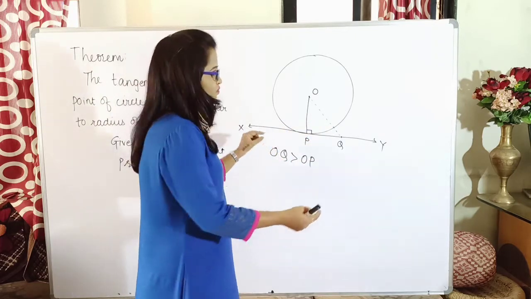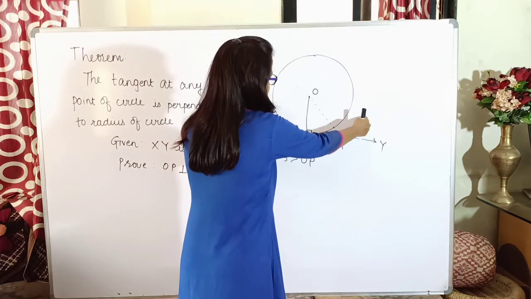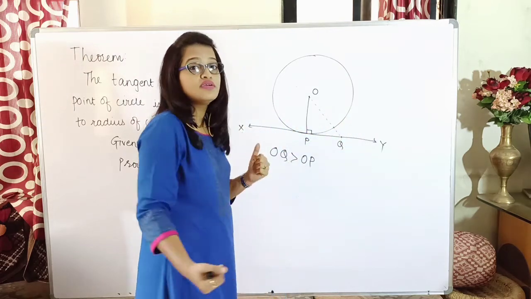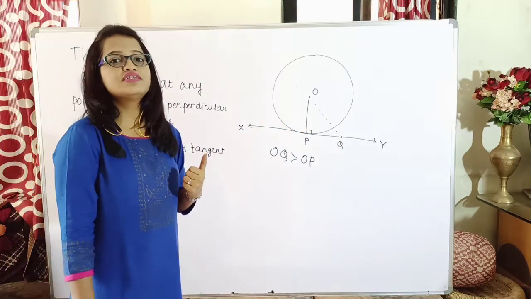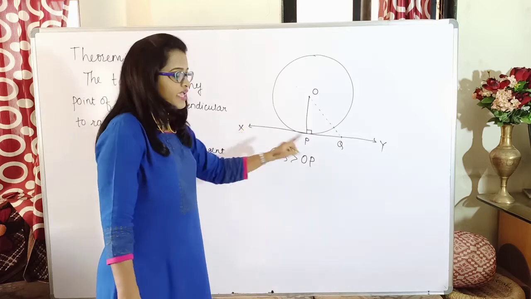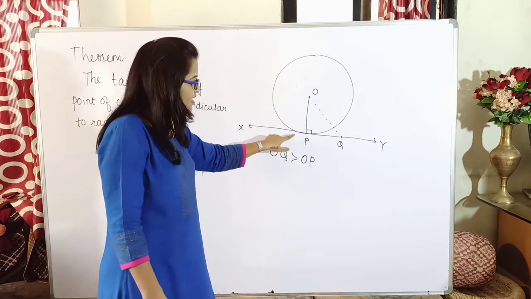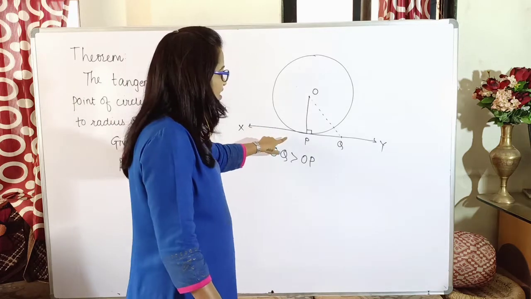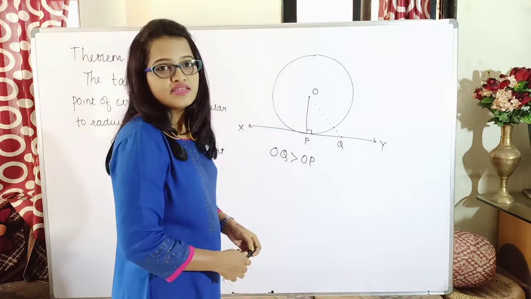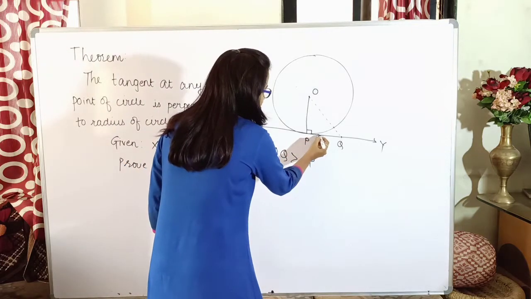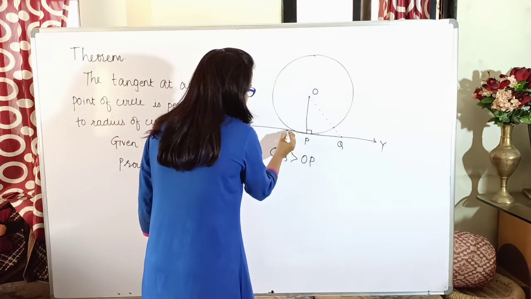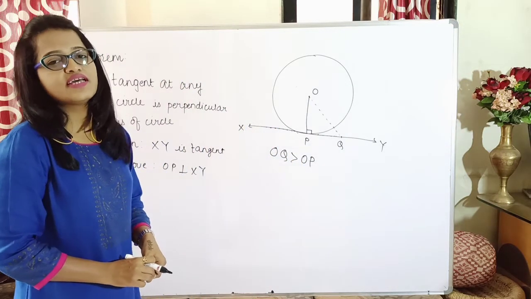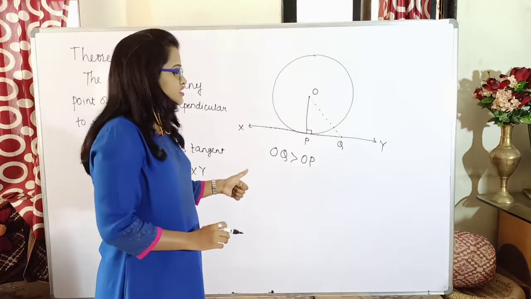In that case, if point Q were in the interior, what does it mean? It means the line XY would be present here, and it would have been a secant of the circle and not the tangent. So if XY is my tangent, then definitely all the points on this line other than point P will have a length greater than the radius. You can consider the points on the other side also. All these points will have lengths greater than the radius. So what does this mean?